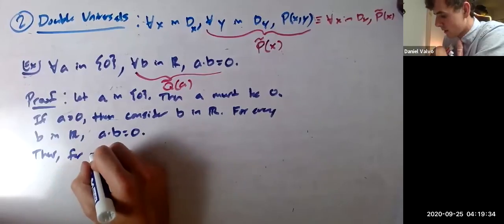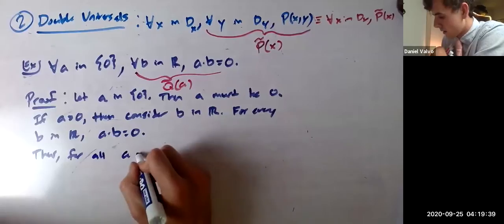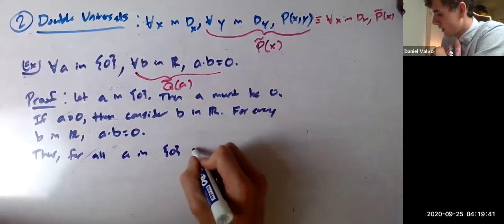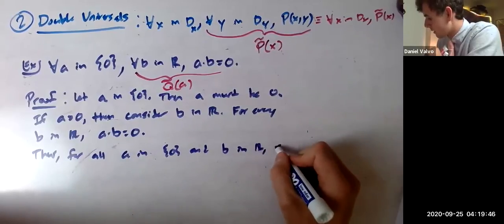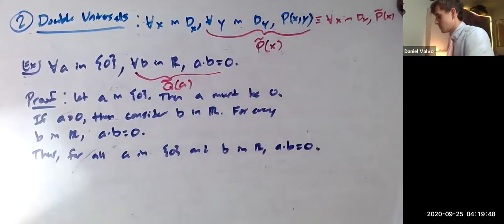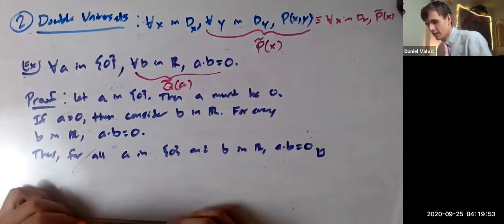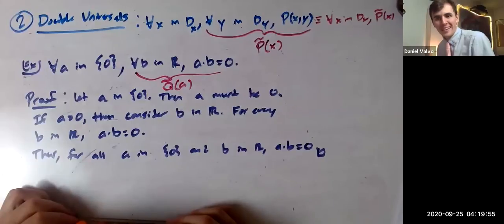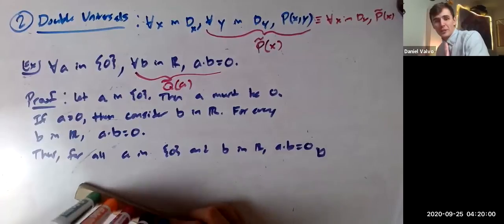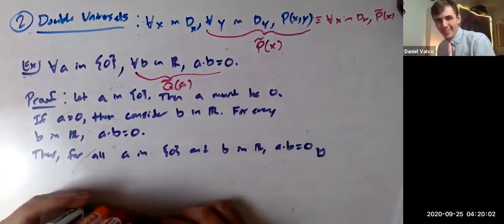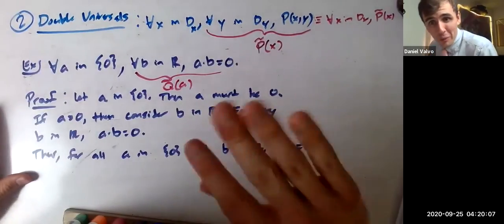Thus, for all A and here, and B and here, A times B equals 0. All right. And by the way, this hopefully seems really simple, really obvious, like nothing special happened here. In here, we just kind of did our first direct proof. We'll talk about that later.